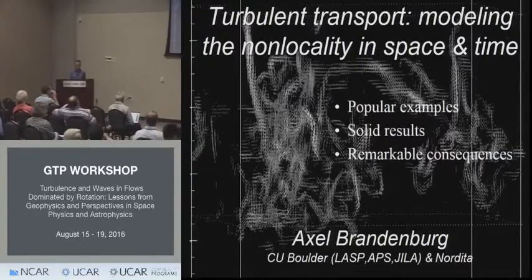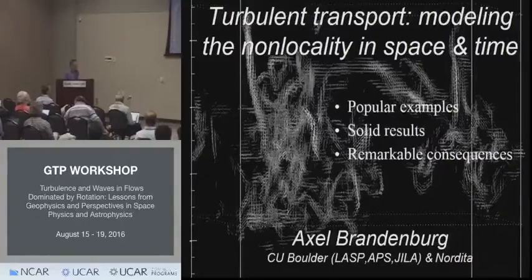Turbulent transport is important for many applications in astrophysics and geophysics. I will focus here in particular on how to model this, how to determine the non-locality in transport, and how to actually use it in real models. I will focus not only on non-locality in space, but also in time, which means memory effect. I will start with some simple examples that we are all interested in and want to use. And then I focus on some solid results that we have obtained numerically and present some of the remarkable, unexpected consequences.